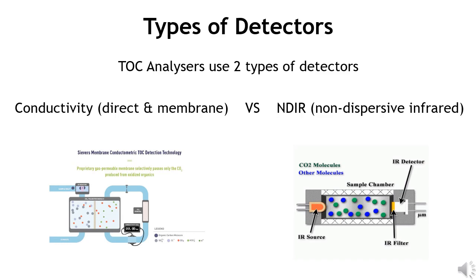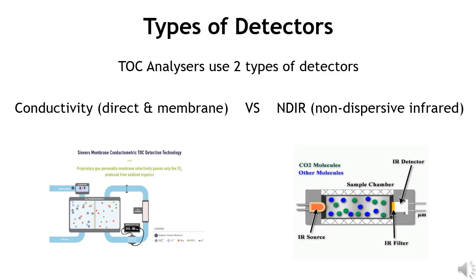Briefly, how the direct method works is when the sample is being oxidized, carbon dioxide and other gases are formed. The dissolved carbon dioxide forms a weak acid which changes the conductivity of the original sample in proportion to the TOC content. However, this method is only successful if only carbon dioxide gas is present in the sample matrix. Therefore, membrane conductivity was introduced, which uses a hydrophobic gas permeation membrane. This membrane allows carbon dioxide gas to pass and retains the other gases.